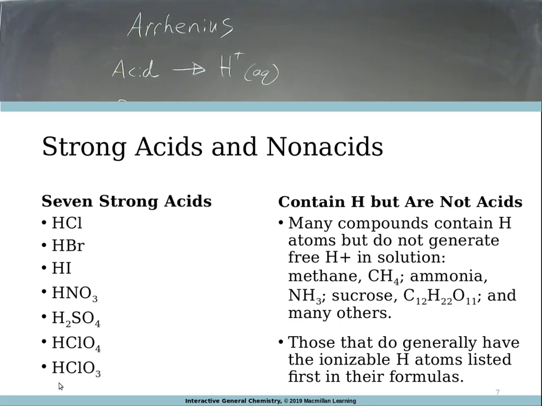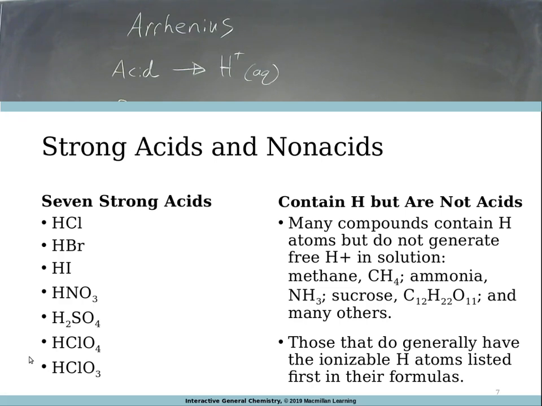And some textbooks will leave off chloric acid. It is the weakest of these 7, and it's kind of on the border of whether some textbooks consider it strong and some textbooks consider it weak. But we're going to call chloric acid a strong acid.